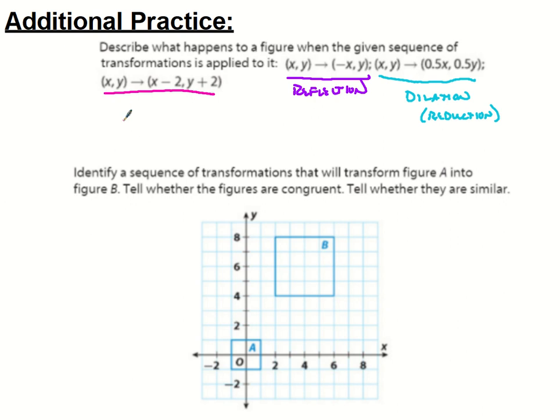And then finally, we're doing a translation. So if we were to describe what happens to a figure when the given sequence of transformations is applied, I would write those things. I would say that figure is reflected, it is then dilated and reduced in size, and then we slide it and translate it. We now have similar figures.